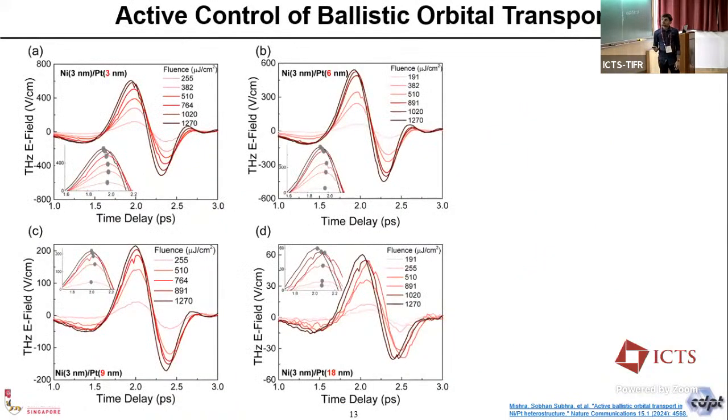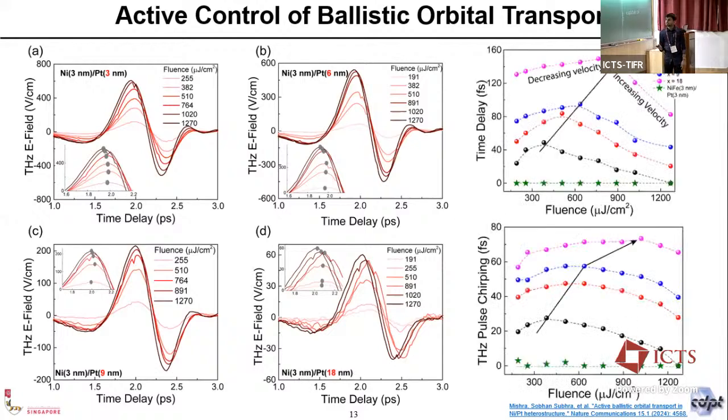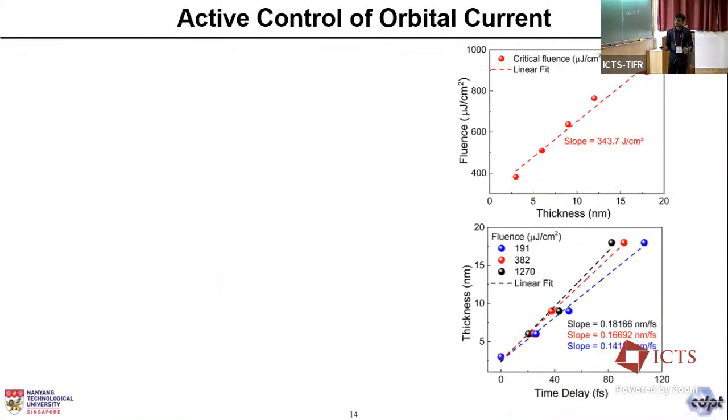Now what we did is we increased the laser fluence that we are inserting onto the ferromagnet, and we saw there is a slight shift towards left in the emitted pulse. That means we are actually controlling the velocity of the orbital current. So we calculated the slope at different fluences, and we saw that the velocity of the orbital current, from 191 microjoule per centimeter square to, let's say, 1270 microjoule per centimeter square, is increasing from 0.14 nanometer per femtosecond to 0.18 nanometer per femtosecond. That means we are having a 30% increase in the orbital current velocity by increasing this laser fluence.